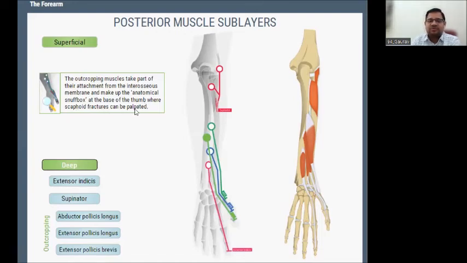So these outcropping muscles, what we have seen, the last three, abductor pollicis longus, extensor pollicis longus, and extensor pollicis brevis, they are going to get their attachment from the interosseous membrane, and then they are going to make an anatomical snuff box at the base of thumb. At the base of thumb, you are going to get an anatomical snuff box, which will be formed by this particular group of outcropping muscles.